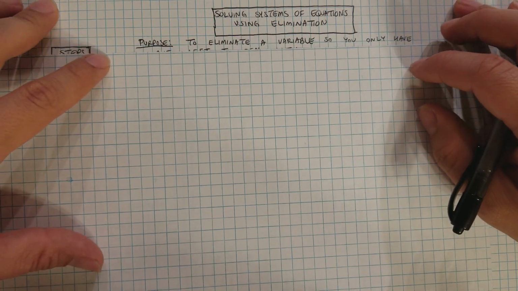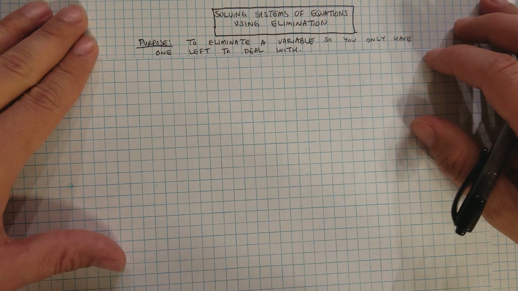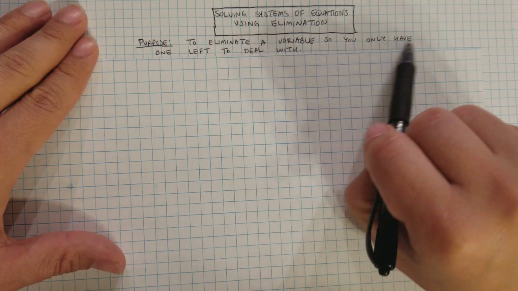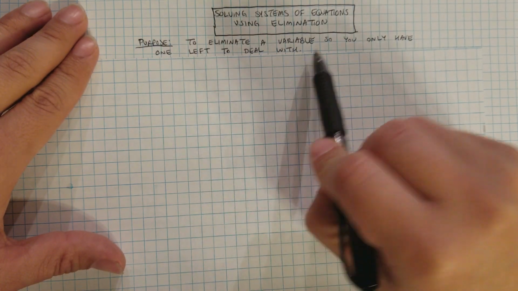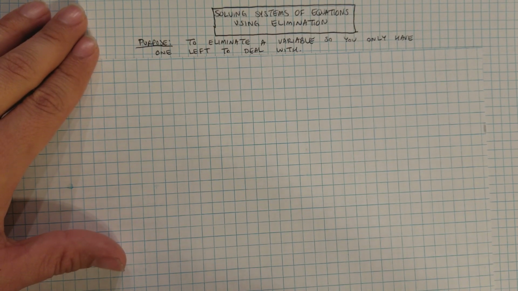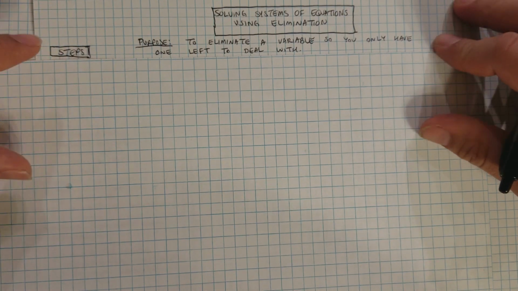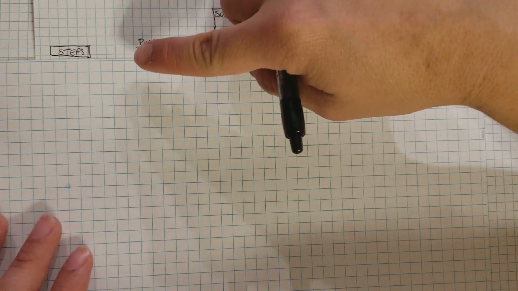So what is the purpose here? The point of elimination is to eliminate a variable so you only have one left to deal with. If we only have one variable, then we can solve for it, right? One variable, one equation. What are the steps? The steps are on this side.